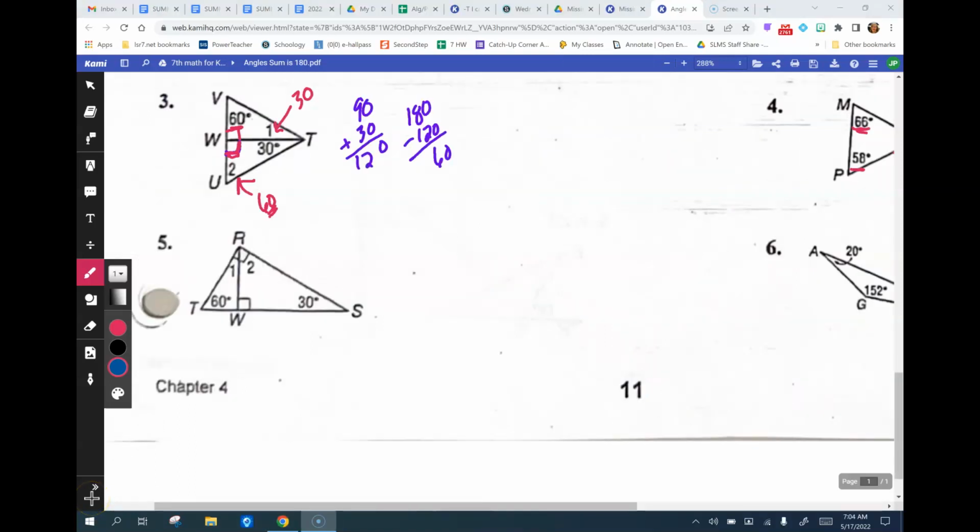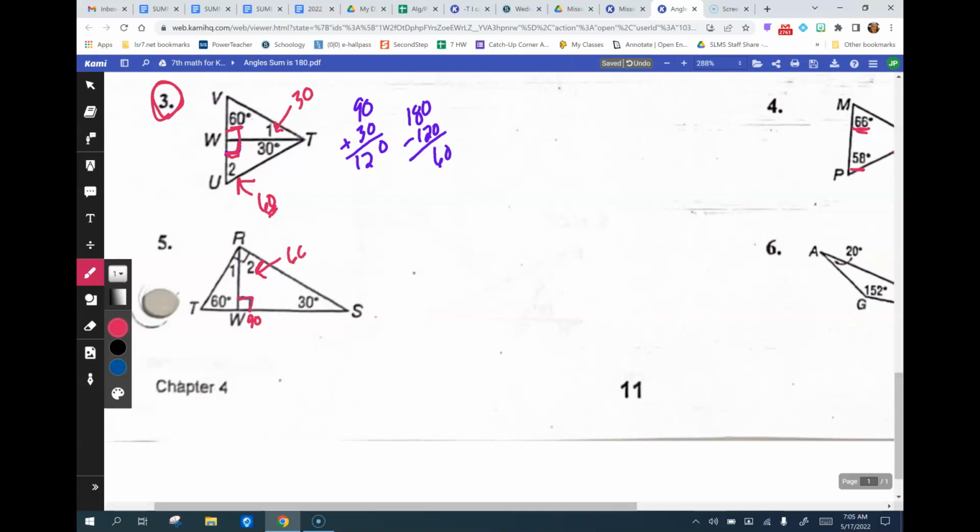So on triangle number 5, should look very familiar. Look for just a second. What does this symbol mean? This symbol right here. Exactly, that's a right angle. How many degrees are in a right angle? Yep, exactly. So this is a 90 degree angle, and this is a 30. So what is this going to be? If you're not sure, hey, look at number 3 up here. Did we maybe see just something just like this?